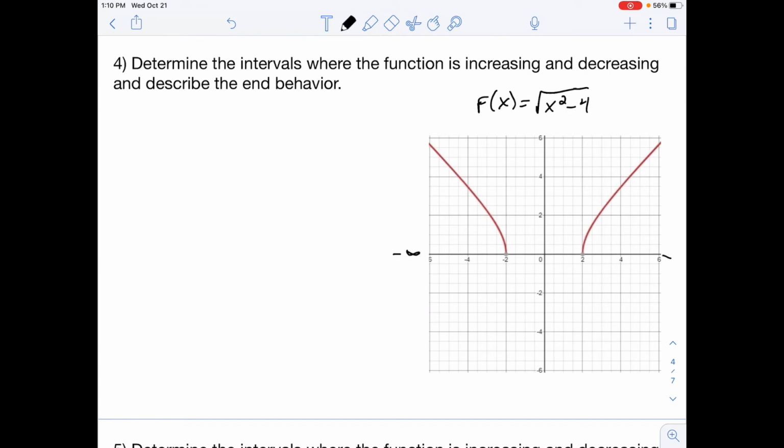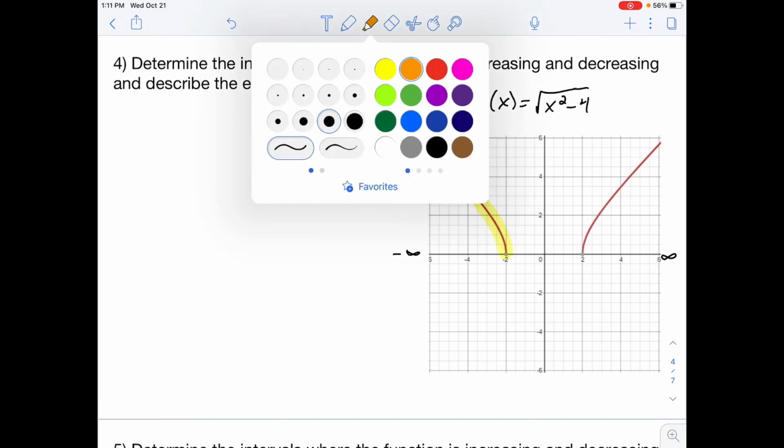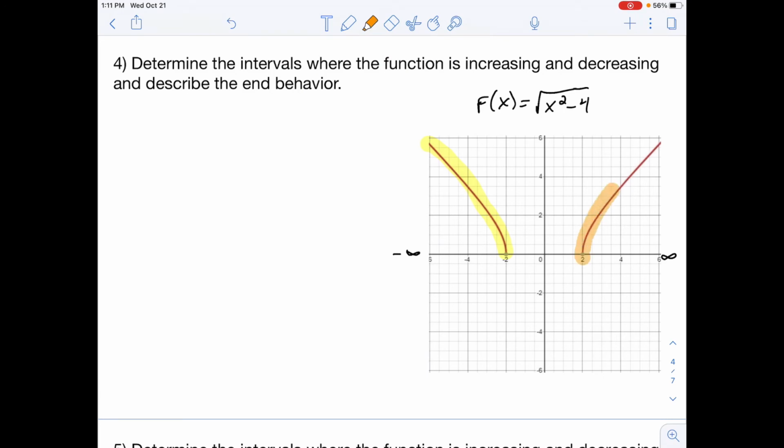Again, this is negative infinity, and this is positive infinity. So as we go, starting from the left, and we follow this down, what am I doing? I'm going all the way down. And then once I get to here and go to right, what am I doing? I'm increasing. So I have one increasing and one decreasing. So we are decreasing from negative infinity all the way to negative 2. That's this point right here, negative 2. And then we are increasing from this point here, which is 2, to positive infinity.